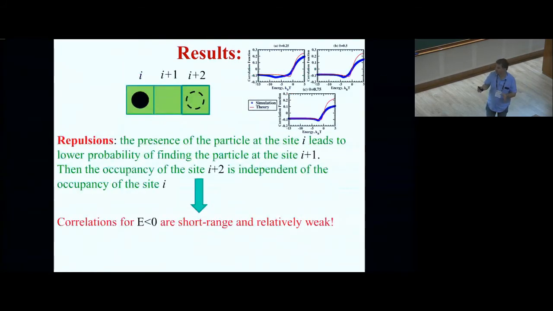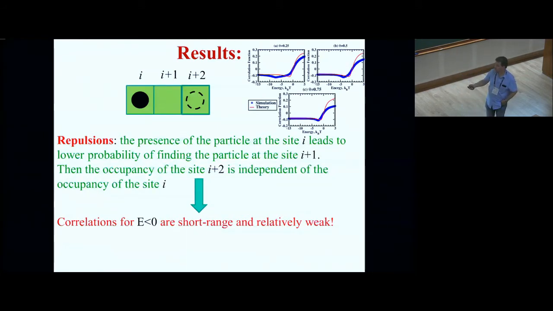Then if you think a little bit, you can understand why it happened. Let's look at repulsions. Suppose I have a particle sitting at site i. If there is a repulsion, with a much larger probability I have nothing at the next site, i plus one. If this is the case, what happens beyond that I don't really care, because there can be a particle or no particle. There is no correlation of finding a particle over there. This means that for repulsions, correlations are really short range. They essentially die after two sites. It's like, imagine that you are in India: you're concerned about what is going on in China, but you probably do not concern yourself with what is going on in Australia, because it's too far away. That's the analogy here.